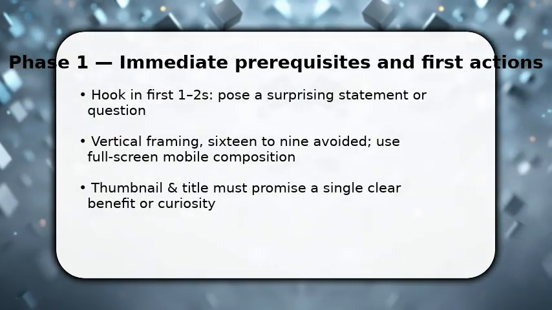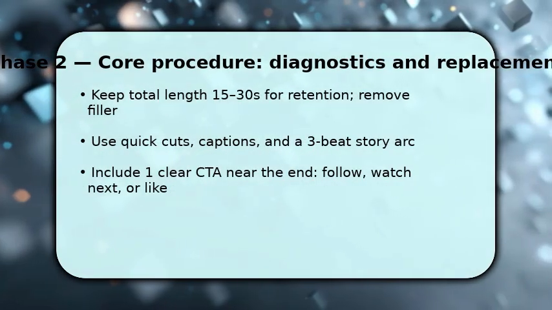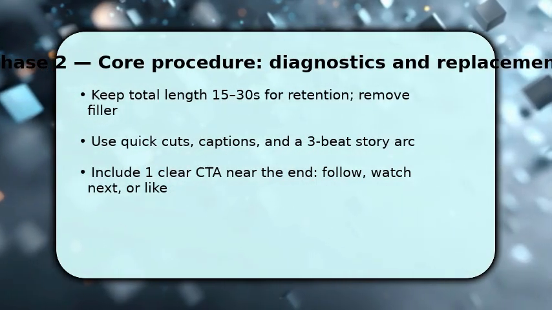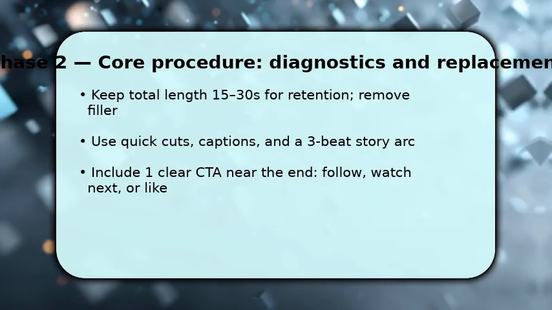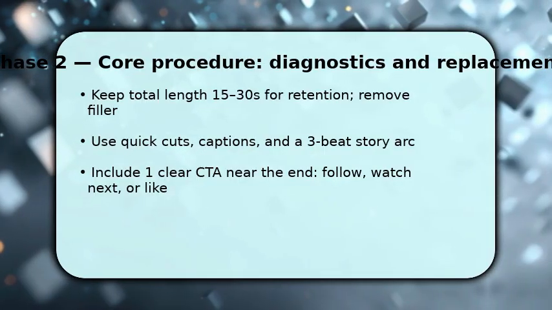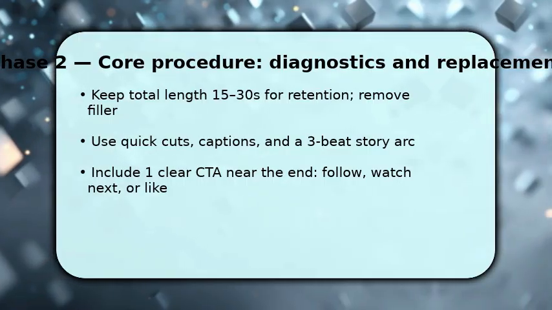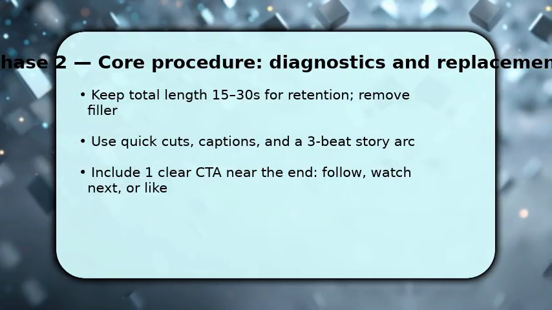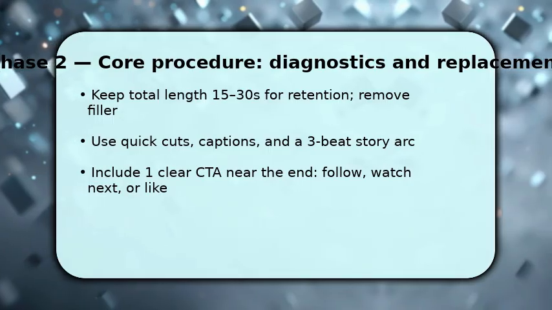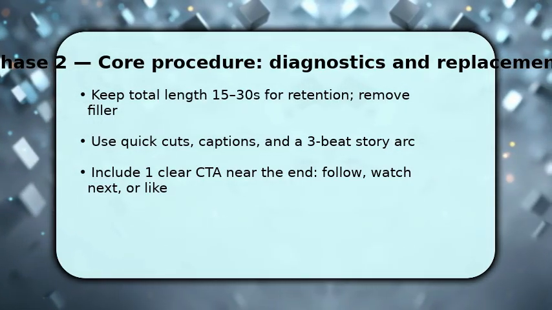You should now tighten the edit. Trim to 15 to 30 seconds, cutting any filler so every frame serves the message. Once trimmed, apply quick cuts and readable captions to maintain energy and accessibility, and build a 3-beat arc, problem, action, payoff, so viewers feel rewarded. Make sure to add 1 clear call to action near the end. A single ask increases conversions. Finally, test audio levels and pacing on a phone to match viewer habits.